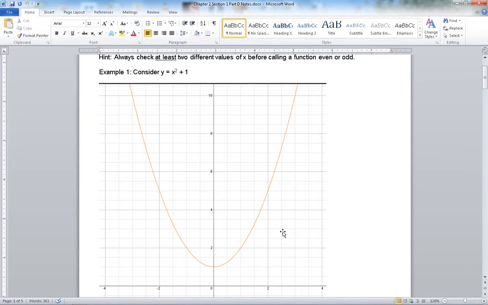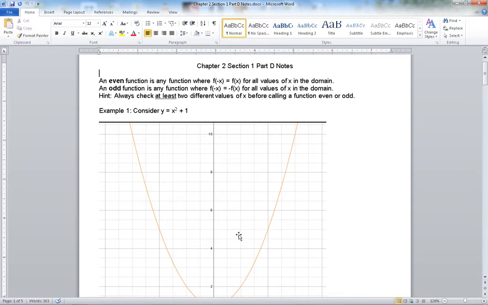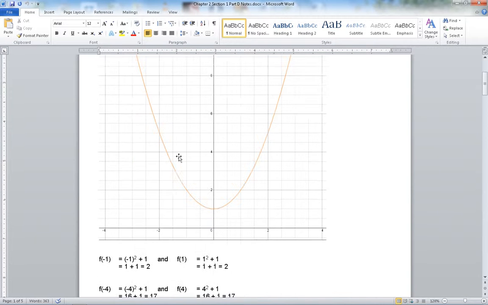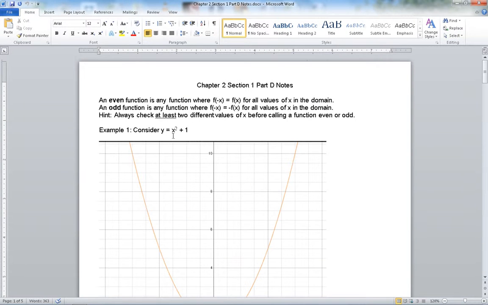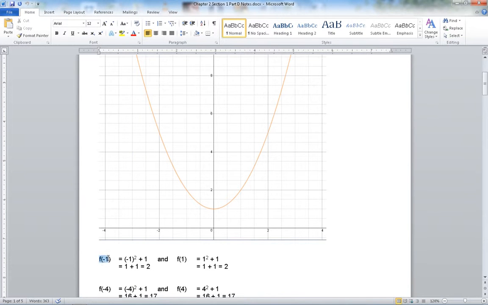Well, let's take some values. So algebraically, let's consider the value negative 1. f at negative 1 would be what? Negative 1 squared would be positive 1, plus 1 would be 2. What about f evaluated at positive 1? Well, 1 squared is 1, plus 1 is 2. So what we see is that f of negative 1 equals 2 and f of positive 1 equals 2. Whether we're at negative 1 or at positive 1, we get 2 for the y value.